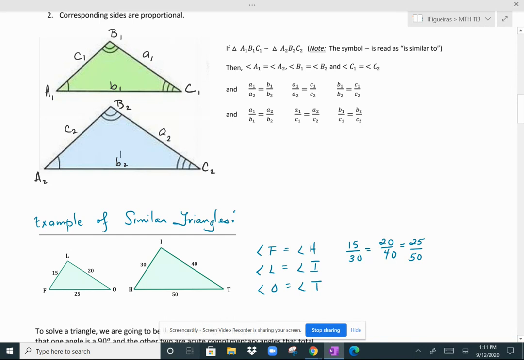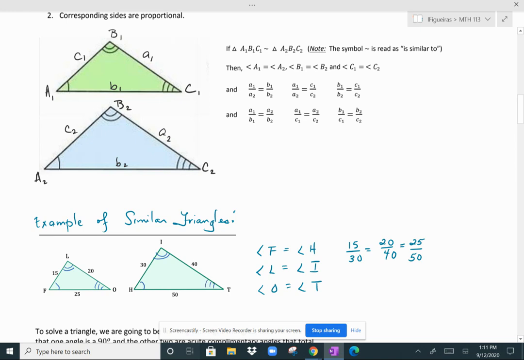All right, so here's an example of similar triangles. I have triangle FLO and triangle HIT. So angle F equals angle H. So I'll use the same notation that I used above. Angle L equals angle I. So I'll put two curves here. And angle O equals angle T. So I'll do 3 to indicate that.